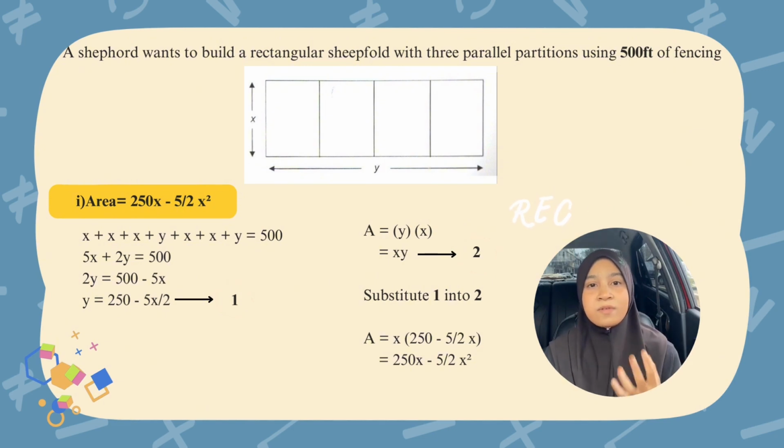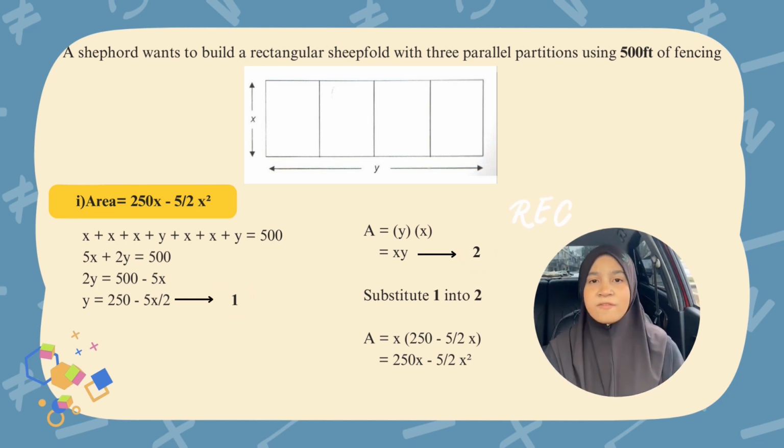We have to solve that formula until we get the value of y, which is 2y equal to 500 minus 5x, because positive 5x moved to the right will be negative, and then we will get the value y equal to 250 minus 5x over 2. So this is our equation 1.